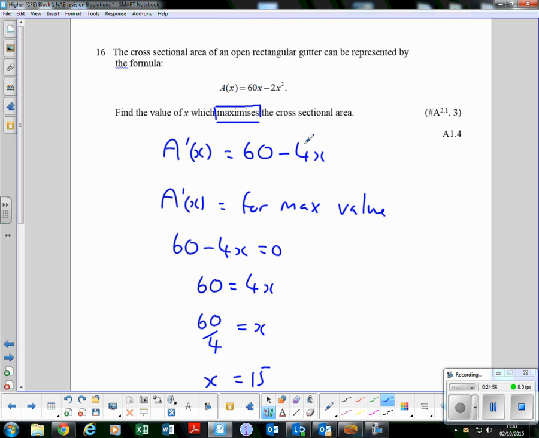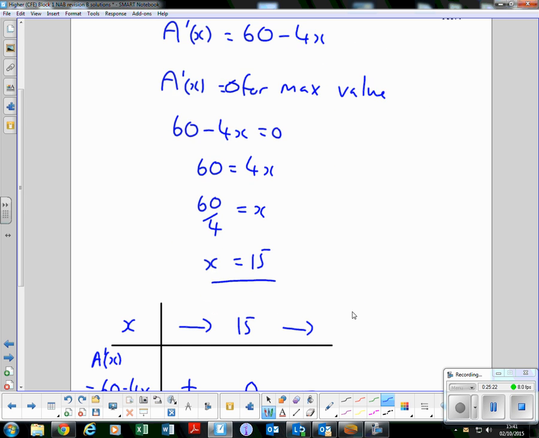That finds a rate of change. When the rate of change is 0, we're at a maximum or a minimum value. Okay. So we'll differentiate: 60 minus 4x. Make our statement, A'(x) equals 0 for a maximum value. So 60 minus 4x equals 0. 60 equals 4x, divide through by 4, x will be 15.